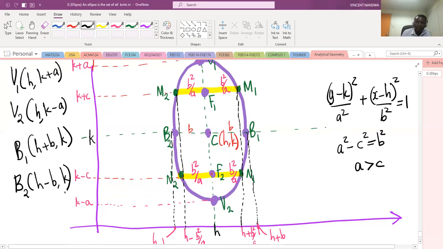And then let's go to the foci. So foci, F1, this point here, value of x is h, value of y is k plus c. So that's what we have. And then F2, this x is h, y is k minus c, this value here. So k minus c.